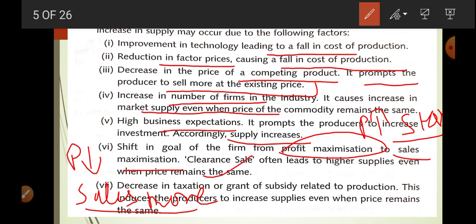Decrease in taxation. If tax decreases, the product's price will reduce, people demand more, so in this way supply is going to be more because they are going to get profit from that. Okay, so these are the things given here.